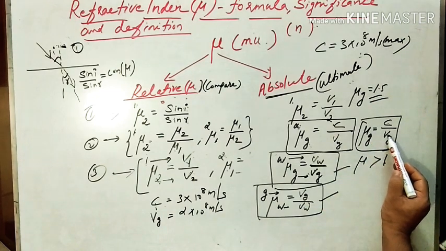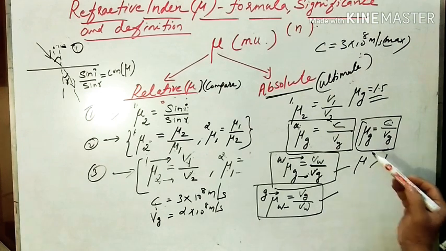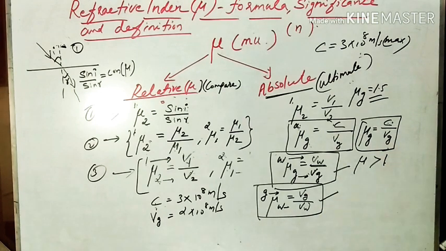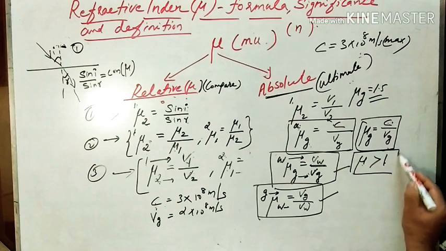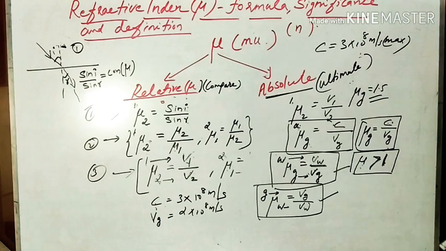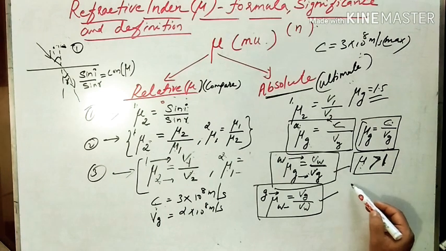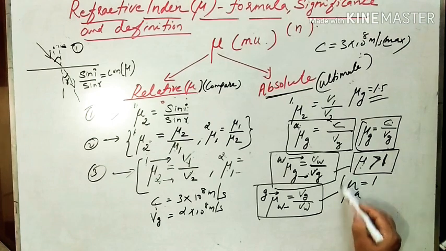Why? That is because the speed of light in any medium will be lesser than the speed of light in vacuum or in air. In air or vacuum, light has the maximum speed. When it enters any other transparent medium, its speed decreases. So the refractive index of any medium other than air or vacuum is always greater than 1, because the speed of light in vacuum or air is maximum. Obviously from this formula, the refractive index of air is 1.